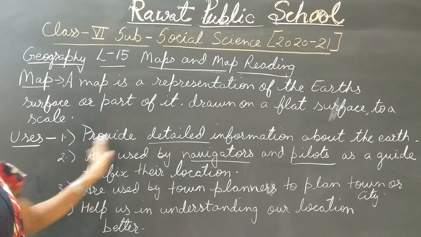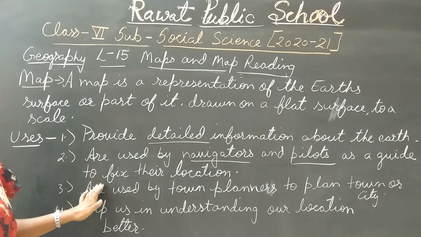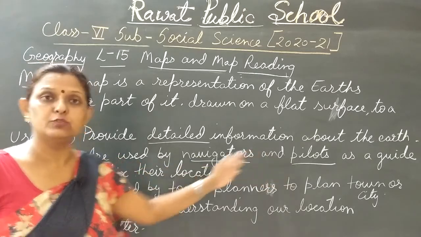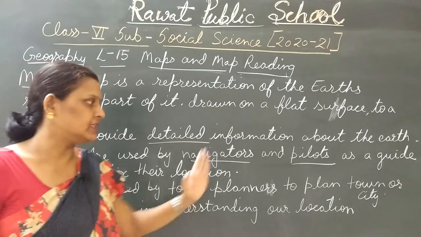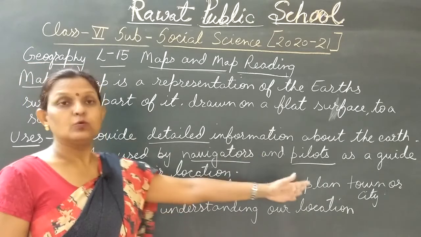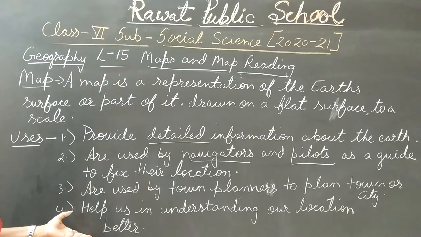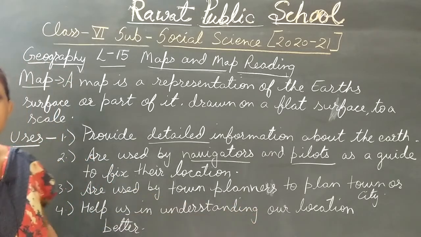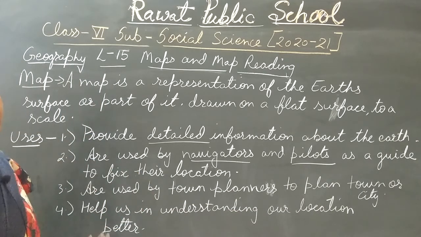Second, maps are also used by navigators and pilots as a guide to fix their location. Those who travel by ships, or pilots, use maps to guide or fix their location. Maps are also used by town planners to plan towns and cities, and to give detailed information. Maps also help us in understanding our location better. If we want to understand our location better, the best thing is that with the help of a map, we can understand it.